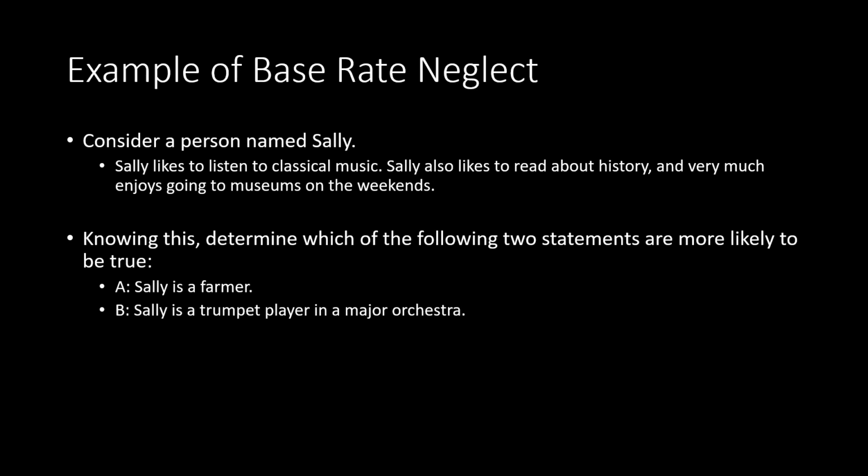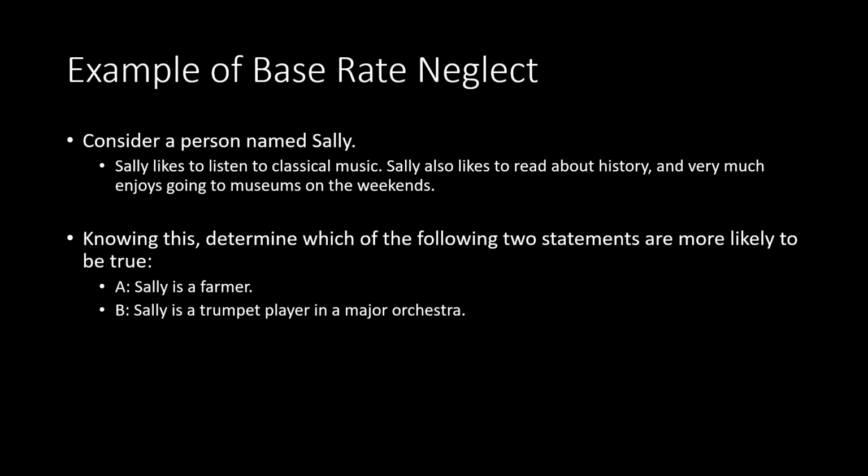So an example of base rate neglect is, consider a person named Sally. Sally likes to go listen to classical music. Sally also likes to read about history and very much enjoys going to museums on the weekends. So knowing this about Sally, determine which of these following statements is more likely to be true. Either Sally is a farmer or Sally is a trumpet player for a major orchestra.